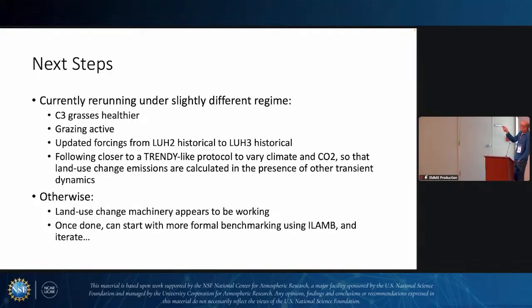And then the next steps: we're currently rerunning under a slightly different regime with healthier C3 grasses. We've turned on grazing, and now there's something for the grazers to eat because of the C3 grasses. We're updating the forcings from LUH2 to LUH3, and I'm going to follow something closer to a TRENDY-like protocol, varying both climate and CO2 so that we can calculate these things in the presence of these other things. But otherwise, the land use machinery itself seems to be working. And once we're done with this, we can start to do more formal benchmarking using things like ILAMB that takes into account the land use. So I'll stop there.